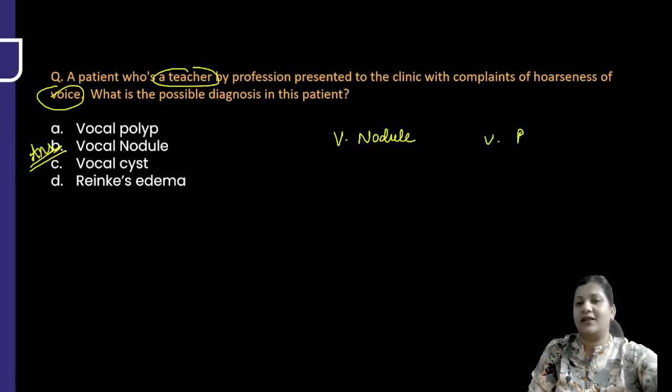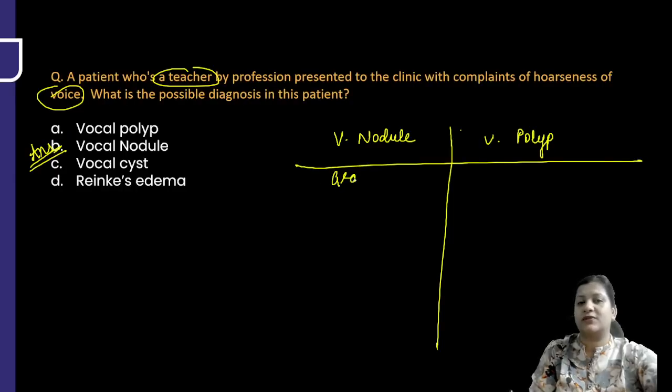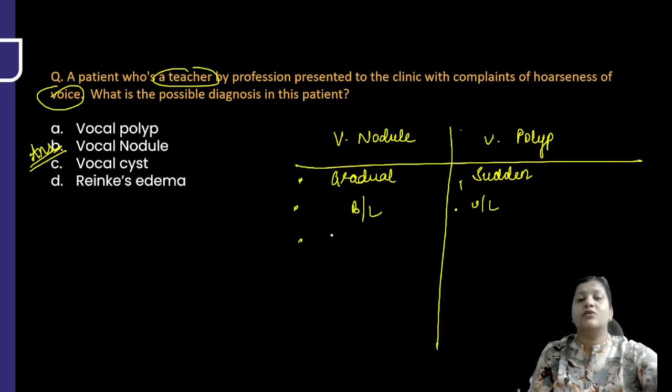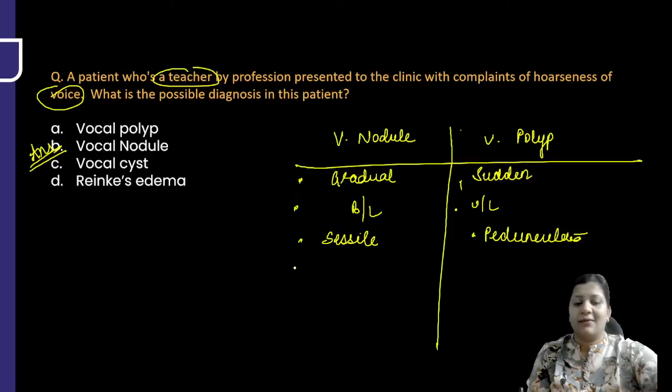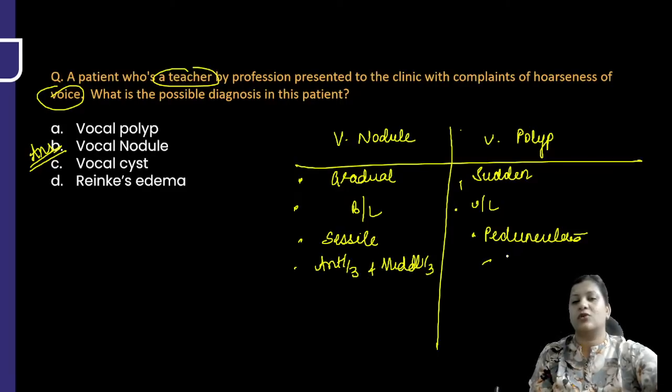You need to know quick differences. Vocal nodule usually happens due to gradual voice abuse, whereas vocal polyp happens due to sudden voice abuse. Nodules are usually bilateral, whereas polyps are usually unilateral. Nodules are usually sessile, whereas polyps are pedunculated. Both of them occur at the same location, the junction of the anterior one third and middle one third of the vocal cord. Vocal nodule will decrease with voice rest, and if it doesn't decrease, then you will do a microlaryngeal surgery.